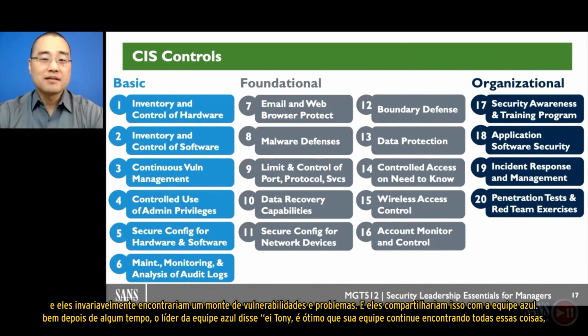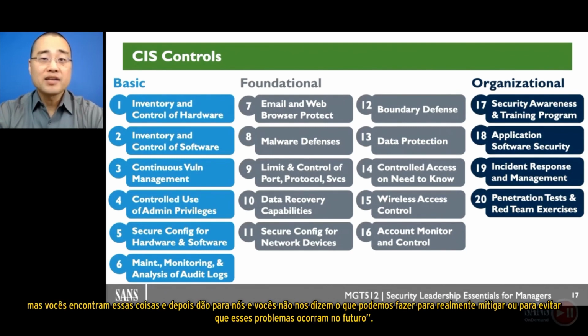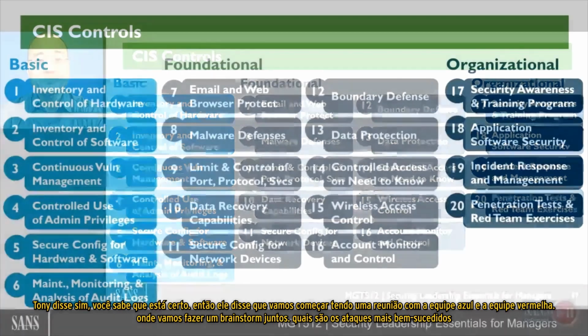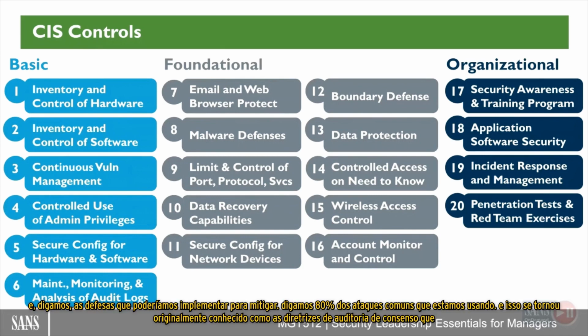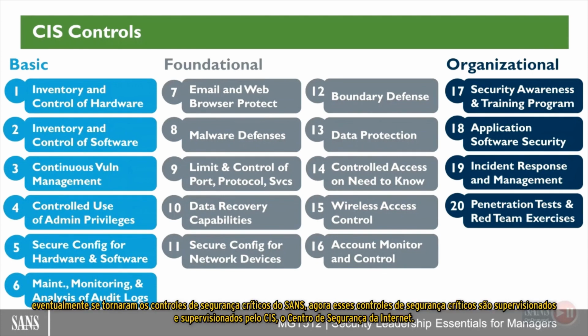Well, after some period of time, the leader of the blue team said, hey, Tony, it's great that your team keeps finding all of this stuff, but you guys find this stuff and then give it to us and leave, and you don't tell us what we can do to actually mitigate or prevent these issues from occurring in the future. So Tony said, yeah, you're right. So he said, we're going to start by having a meeting with the blue team and the red team where we're going to brainstorm together. What are the most successful attacks, and what are the defenses that we could put in place to mitigate, let's say, 80% of those common attacks that we are using? And that became originally known as the Consensus Audit Guidelines, that eventually became the SANS Critical Security Controls.